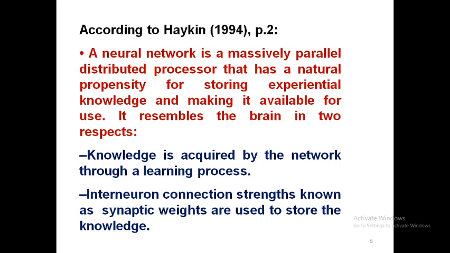And the second one is interneuron connection strengths, known as synaptic weights. Whenever we go to the artificial neural network model, we will see these synaptic weights. Generally the synaptic weights decide how much strength the neural network connections have for interconnecting one node to another node, or one neuron to another neuron. So it depends on that; the knowledge or information is also stored in, or exchanged from, one neuron to another neuron.